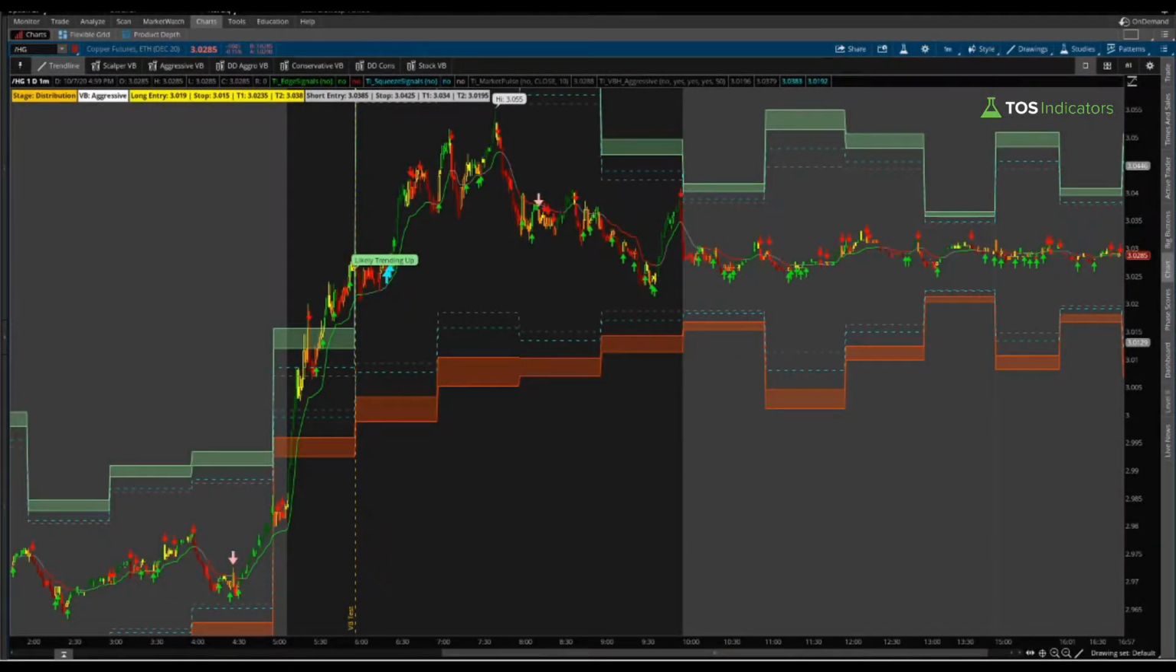Good afternoon, everyone. In today's video, I'd like to talk about two different but very easy ways in which you can identify likely trending markets. Now, we'll talk about the first method first, which is via our Volatility Box models, and that plots in the form of these chart bubbles right here.